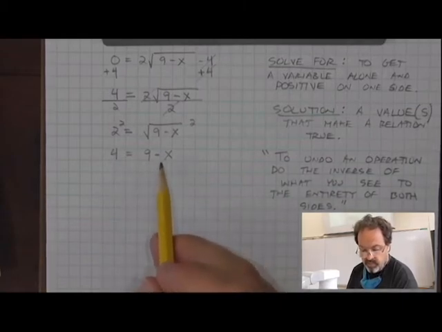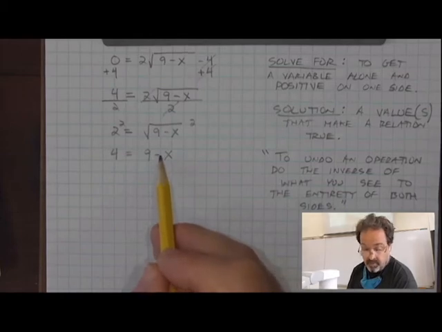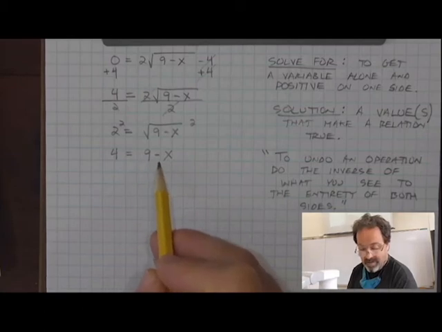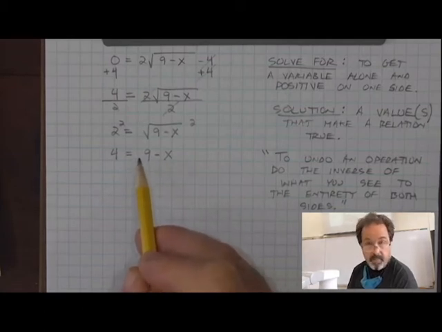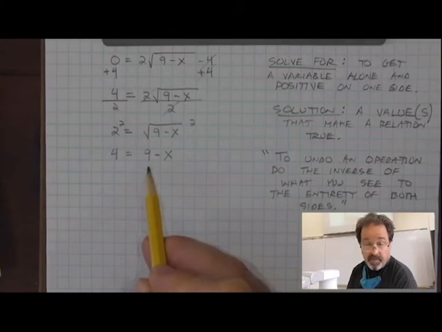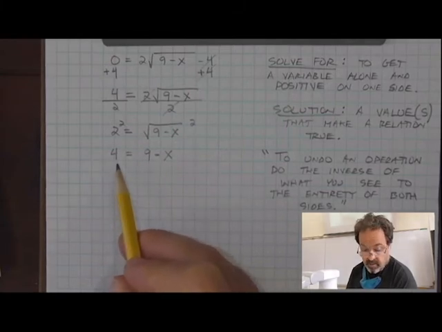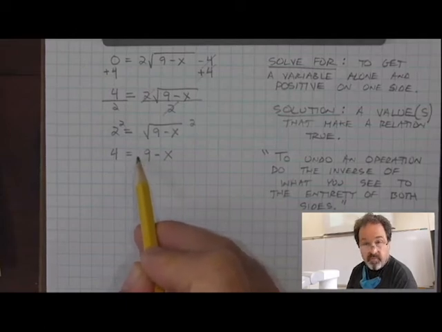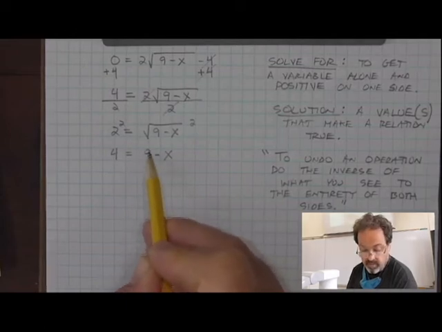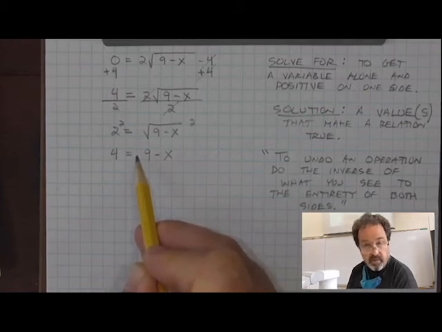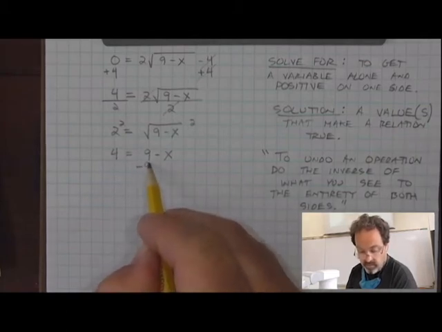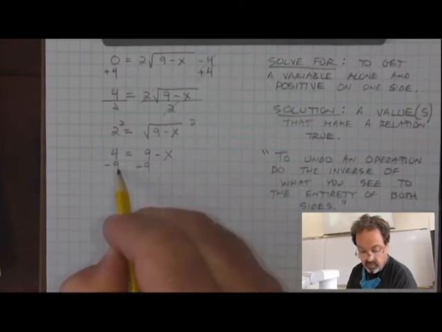What am I doing to x? This is a little odd because we have the 9 that's coming first. So we're taking x away from 9. But I want the 9 to disappear from that side. This 9 is positive. I don't have to show the plus sign in front of it. It's implied that if a number doesn't have a sign in front, it's positive. So how do I cancel out this 9? I'm seeing a positive 9. The inverse is subtraction. I'm going to do that to the entirety of both sides.